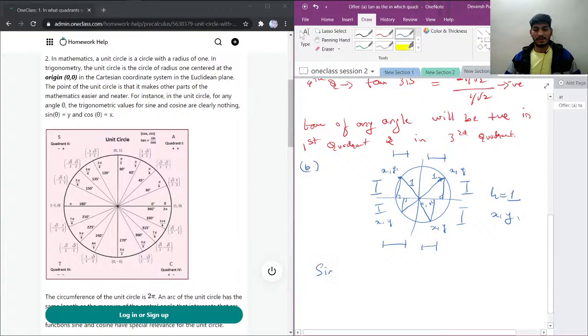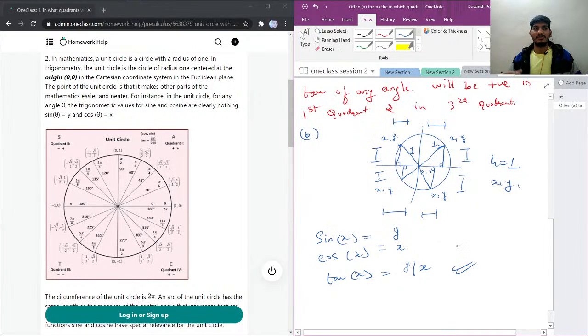So we can calculate sine of x, then we can calculate cosine of x, and we can calculate tangent of x. And sine is always just the y coordinate of the unit circle, that is my sine x. My x coordinate of the unit circle is going to be my cosine x, and y by x is always going to be tangent of x. So without using any calculator, we can just find the values of any angle using this unit circle.